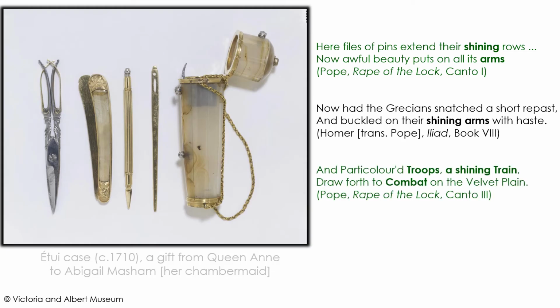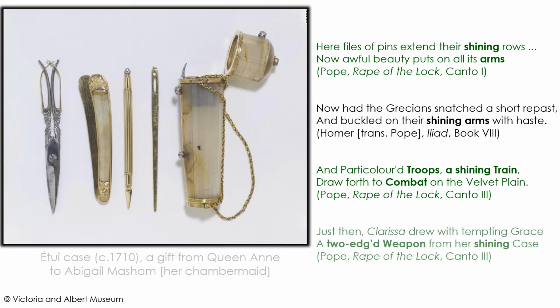And this is echoed in the card game, which happens later in Canto 3, when the cards are described as a shining train of troops ready for combat. Beauty puts on its arms, its armour, and prepares for war. That is, Belinda prepares to engage in the social scene with the battle of the sexes that she expects to encounter. And similarly, it is Clarissa's scissors, which Clarissa gives to the Baron, which cut Belinda's hair.